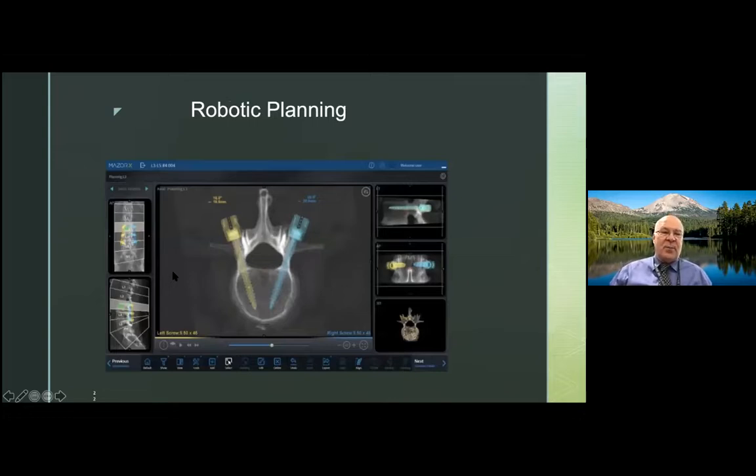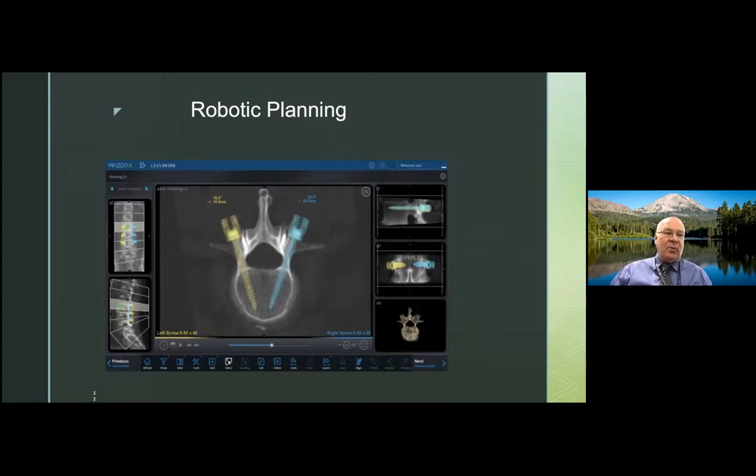This is a software program we use. Once we get a CT scan, we break the spine into its various component segments. We plan exactly where the screw is. I can manipulate it. I can pick the size, the shape, even the brand of the screw. I can change the angle a little bit and the length, the tilt of the screw.